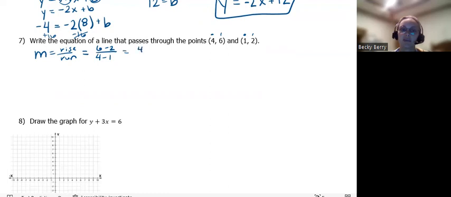6 minus 2 is 4. 4 minus 1 is 3. So my slope is 4 over 3.